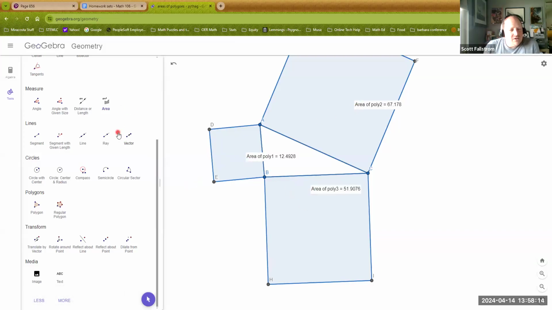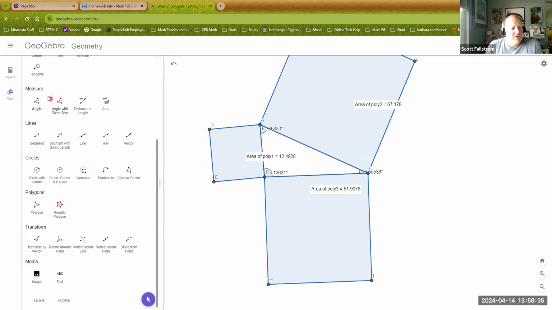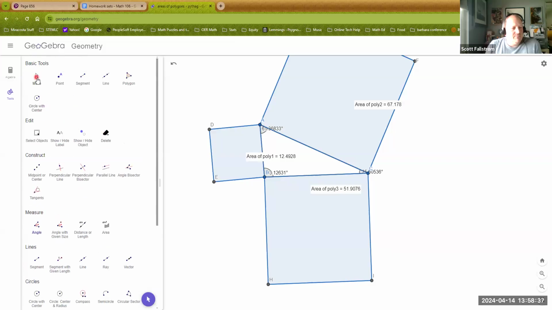And then what else do I want to do? Then, ooh, I need to measure the angle here. I need to measure this angle. There we go. There we go. And lastly, this angle over here. And that way I can see if I do hit a right angle at any one of those. Okay.